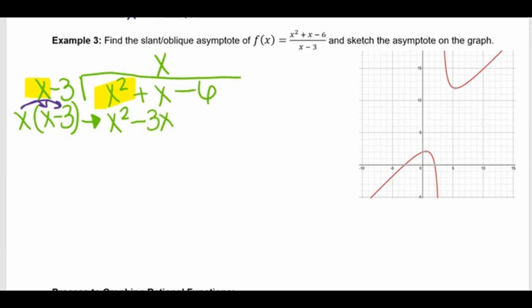We're done with the multiplication through, so we change the signs when we draw the line. First term cancels. If they didn't, something went wrong. Go back and fix it. X plus 3x gets me 4x. And I bring my next term down.